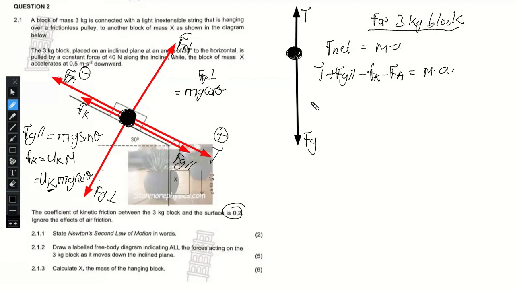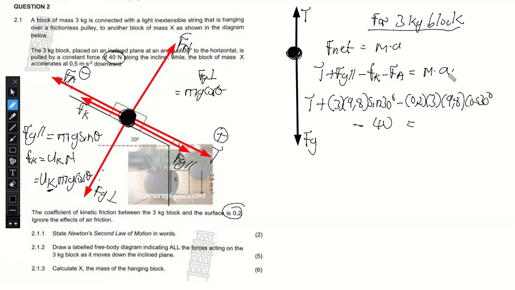So in solving here, I do not have tension, but I can calculate this one by simply saying mg sine theta. My mass is 3, and then 9.8 sine 30 degrees. And then for Fk, I will have mu k times m times g, so that will be 0.2 times 3 times 9.8 cos 30 degrees. And then minus the force applied. The force applied is 40, as we were given here. So minus 40 is equal to mass times acceleration.